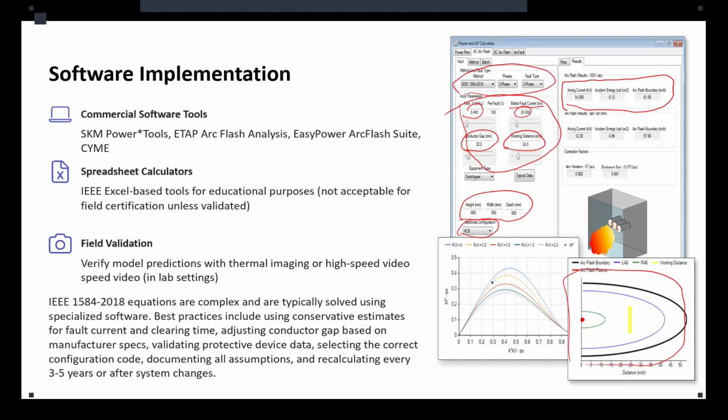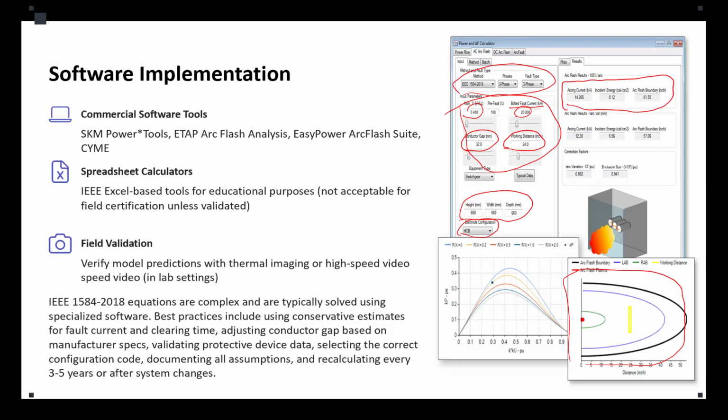Now, these IEEE methods provide Excel-based arc flash spreadsheets, which are for educational use only. They allow you to input parameters manually and select the configuration codes, see how the raw equations work, and understand how different variables affect the outcome.